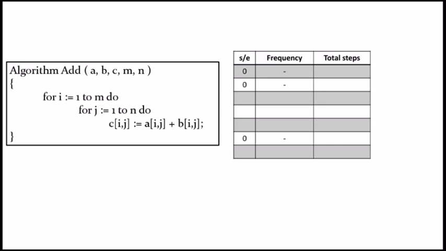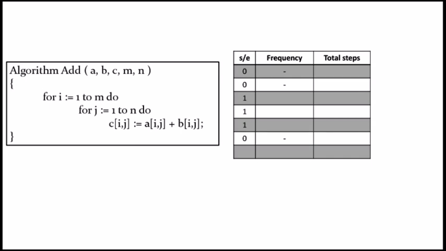So this is the table. Here, the first two lines, that is the name of the algorithm and the opening flower bracket, will have 0 steps because we are not calculating anything in those two lines. Even the last one, the closing flower bracket, we are not calculating anything.